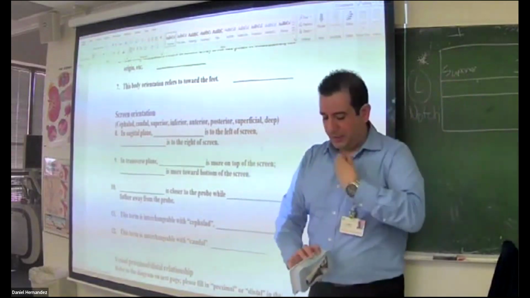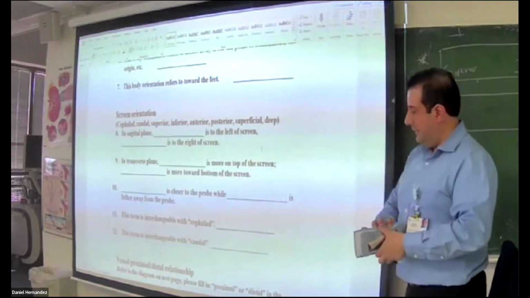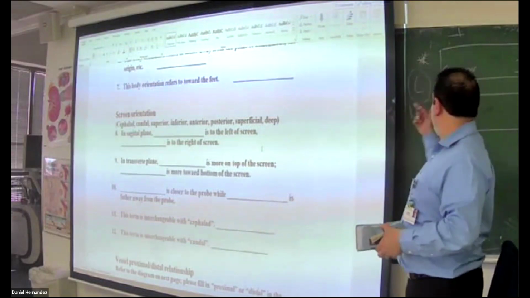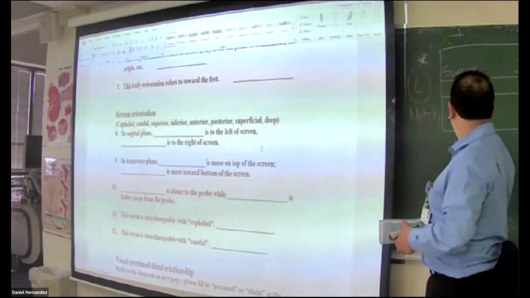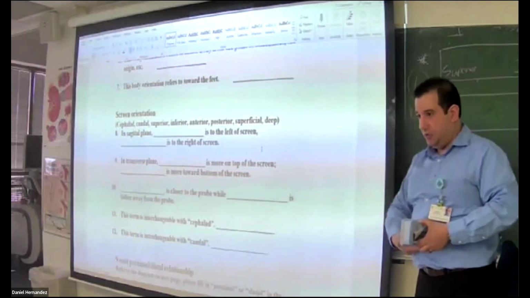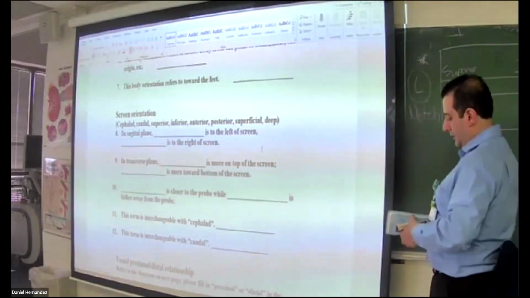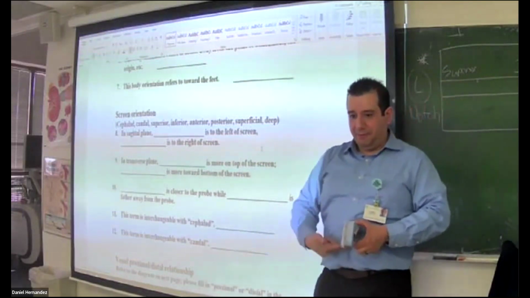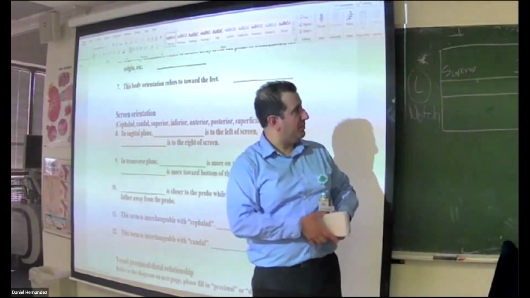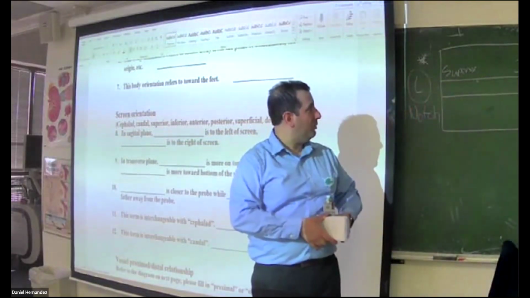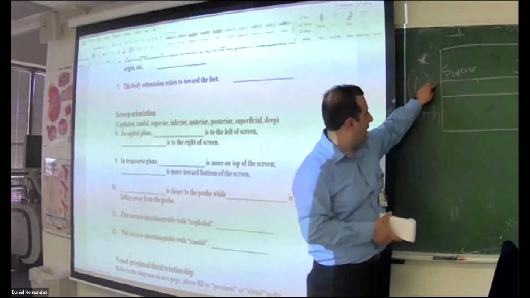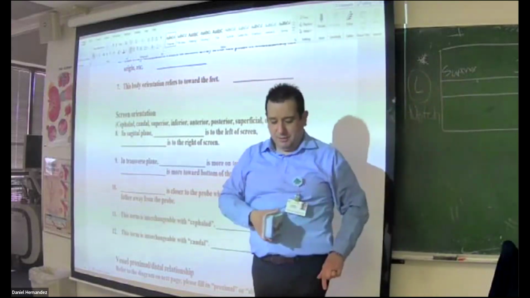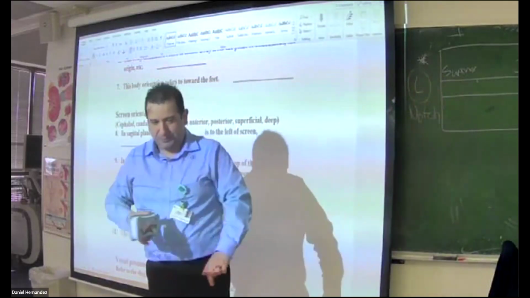So if I have a vessel running up and down like our aorta, my notch is on this side of the screen. So I'm seeing this part of the aorta, the most superior portion of it. The other side of the transducer is over here on the right side of the screen. That's going to be the inferior portion for that aorta. So the notch is always going to be represented on this side of the screen. That's our sagittal orientation.